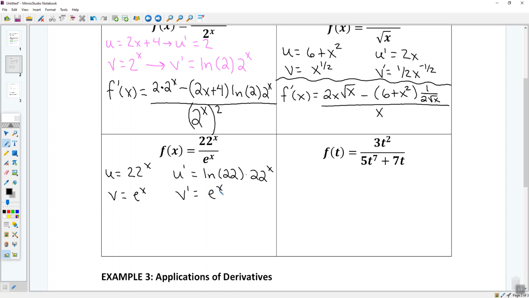All right, so let's talk about the derivative using the quotient rule here. What have you got for f prime of x, friends? Gibby, you want to pass it off or stay with it? Oh, yeah, I got it. Natural log 22 times 22 to the x, times e to the x, minus 22 to the x times e to the x, and then all over x squared.